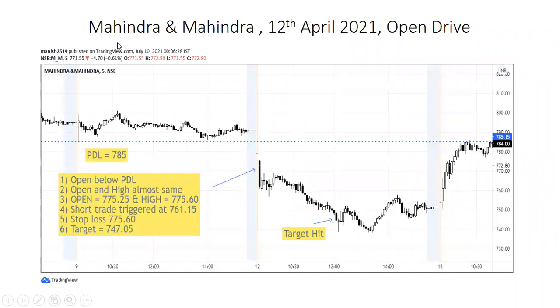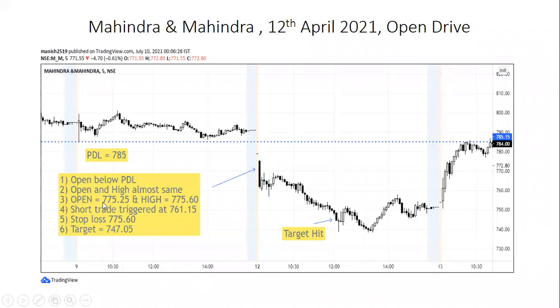Now look at the second example, Mahindra and Mahindra. We got this setup on 12th April. Look at the big gap on graph. So this was the gap down opening. And look at the first candle. Now in first candle, we do not have open equal to high. Okay, open and high both are not ditto same.